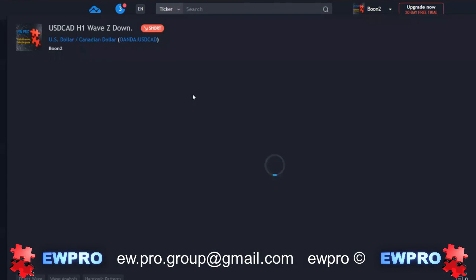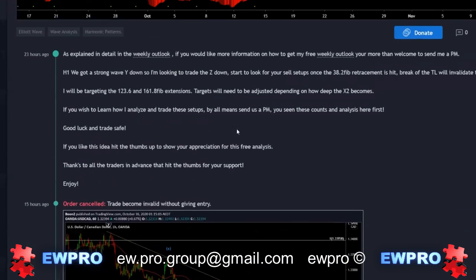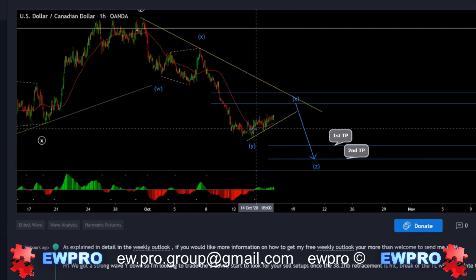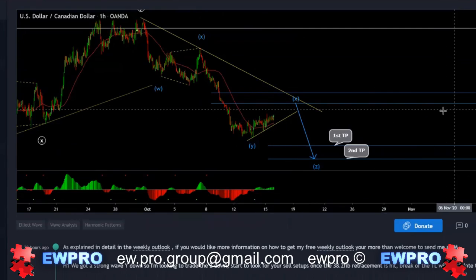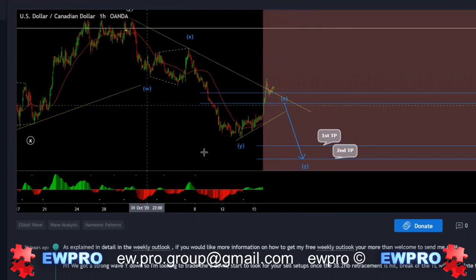This TradingView idea here, it became invalid here. If I go through it, H1, we got a strong wave Y down, so I'm looking to trade the Z down. Start looking for your sell setups once the 38.2 fib retracement is hit. Break of trend line will invalidate the trade. So at this stage, I was just looking for a slow, steady move up to here, and then it started to become impulsive, and it did actually break the top. So it still can go down and break this low, because it will have bear hidden divergence at this stage on the H1 chart, but the structure itself has changed.